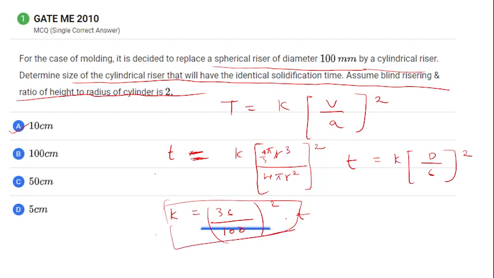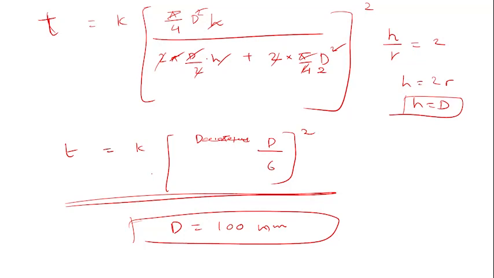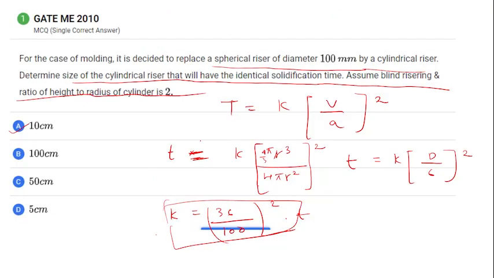Any doubt in this? Ma'am, here it is written blind riser. Blind riser means, suppose this is your casting. Here suppose you are putting a riser. So a riser's head is open to the atmosphere. So when your riser is filling, you can see, okay, my riser is filled, you can see the molten metal. But blind riser means your top head of the riser is inside the sand. You cannot see if your riser is completely filled or not. So that is what we call a blind riser.